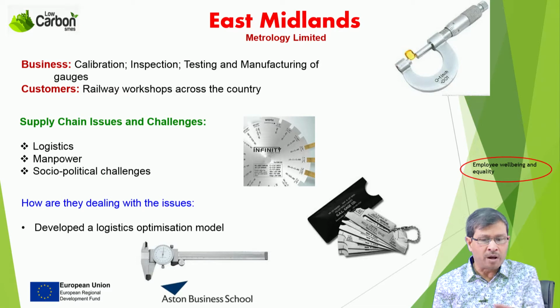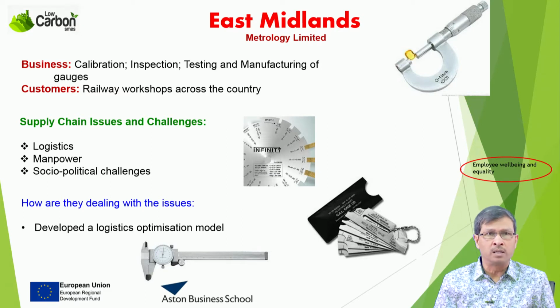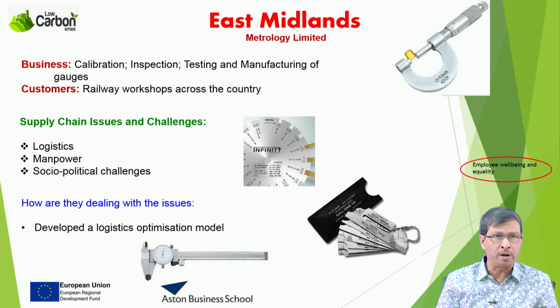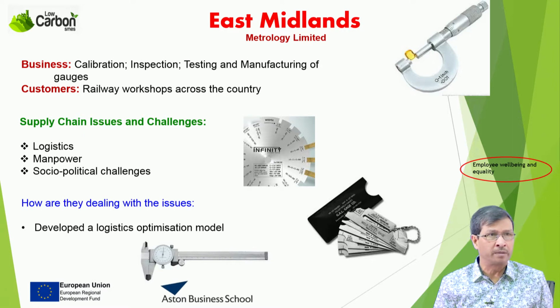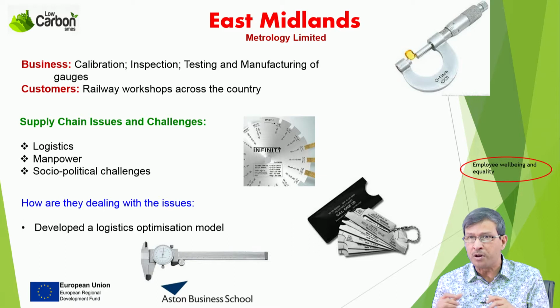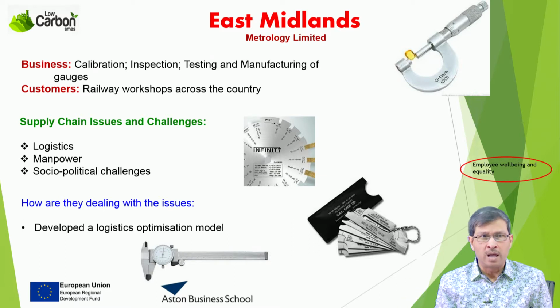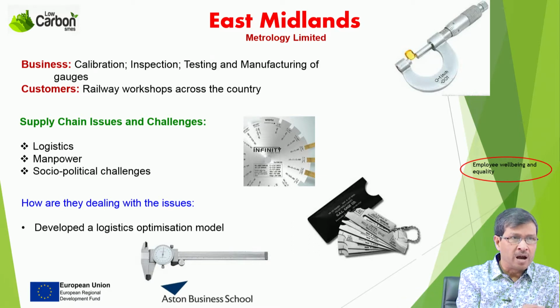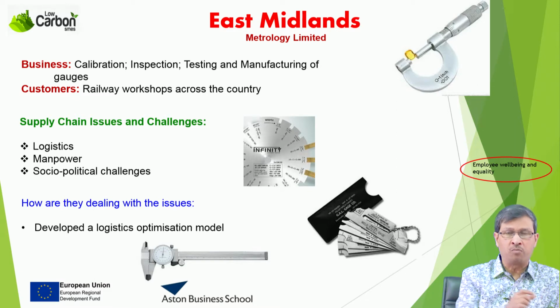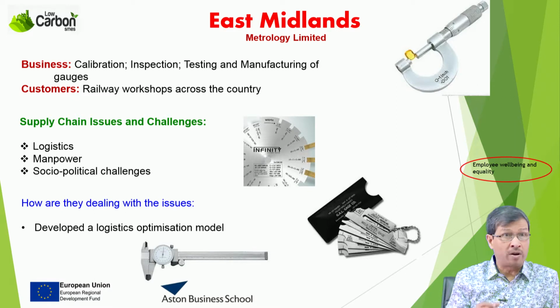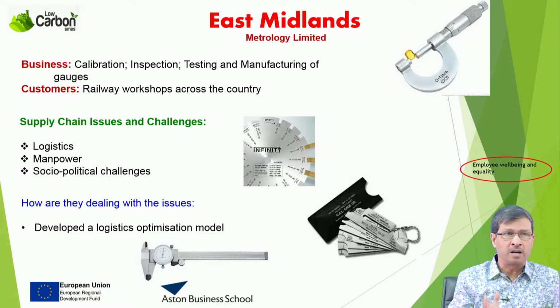So, how does the business work? There would be a requirement for gauges to maintain the flawless operations of railway. They constantly measure various things using the gauges, and those gauges would require calibration quite often. And there are several companies in the supply chain who do that. They not only manufacture gauges, they also calibrate them.